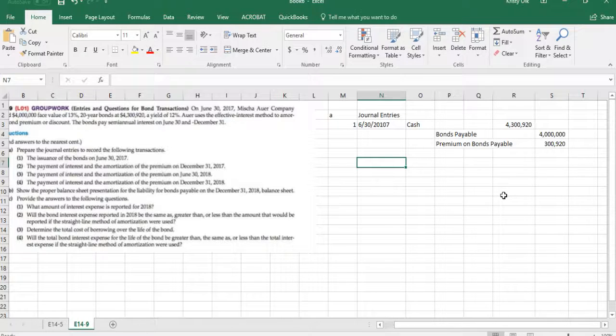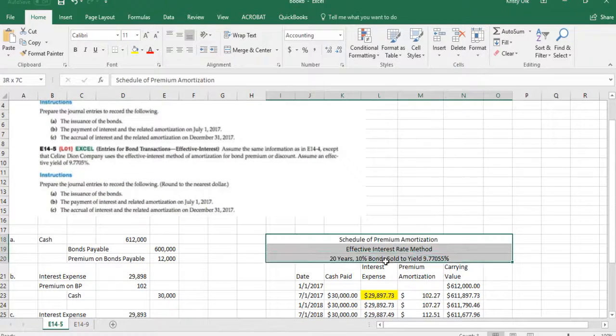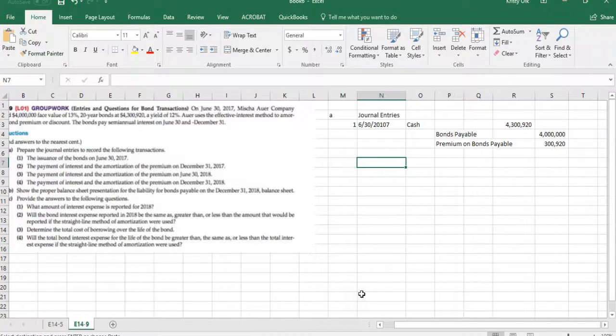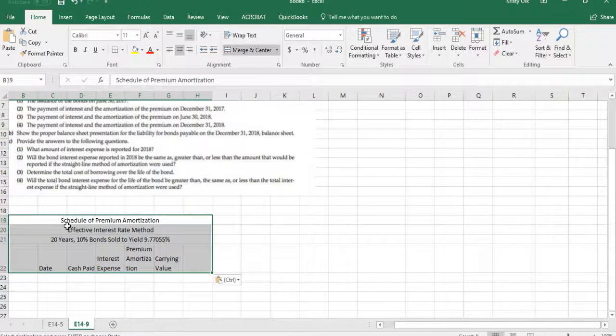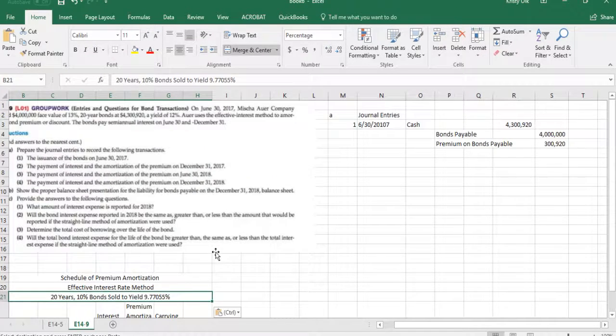So now it wants to start talking about the payment of interest and amortization. Just for the sake of time, I'm going to come over and copy the header here, because we're going to need to create an amortization table. These are also 20-year bonds, but they are 13% sold to yield 12.